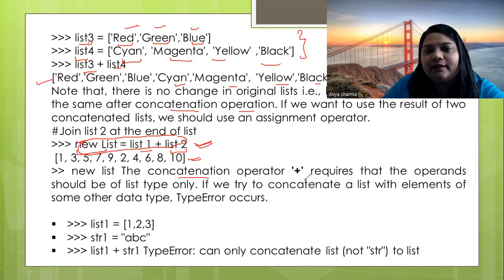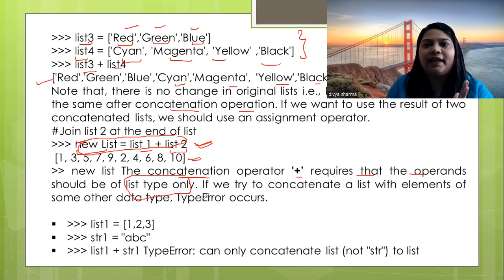The concatenation operator plus requires that the operands should be of list type only. This is the thing which you should keep in mind: when you are going to combine any two lists, you can only and only combine the same data types, which means that both should be of list data type. You can't combine a list with a string type, you can't combine a list with an integer data type. You can combine only list data types together.